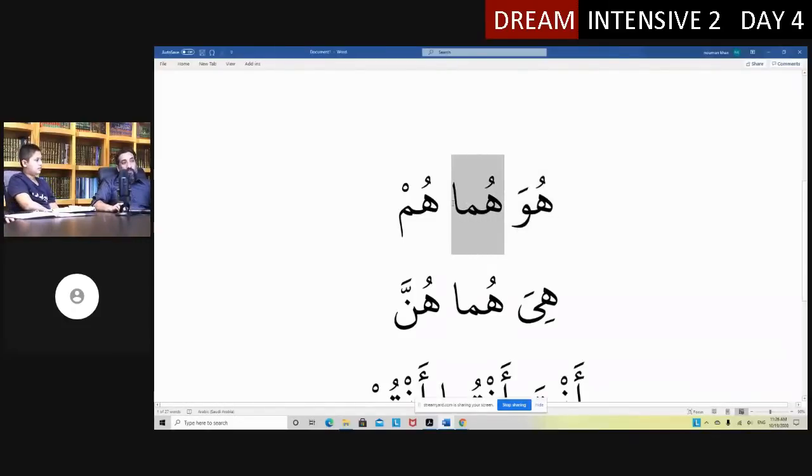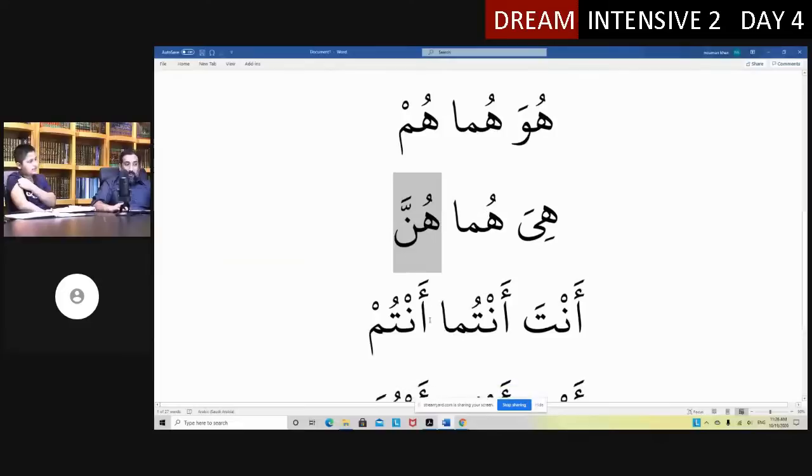Ilayhima, towards both of them. Don't say alay. Ilayhim, towards them. Ilayha, towards her. Towards both of them, ilayhima, not ilayhuma. Towards those women, ilayhinna. Good.